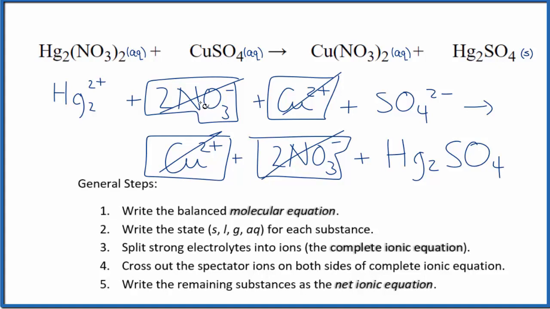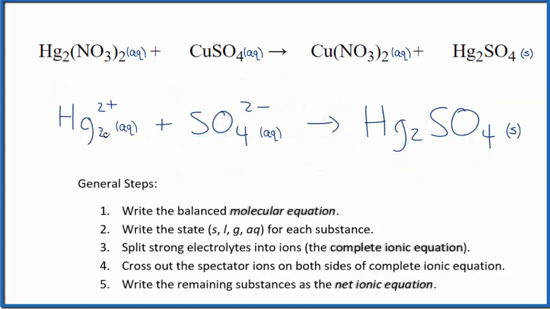I'll clean this up and write the states. We'll have our net ionic equation. So this is the balanced net ionic equation for this mercury(I) nitrate and copper(II) sulfate. You'll note charge is balanced. We have a 2+ and a 2-. That adds up, gives us a net charge of 0. Over here, this is neutral, net charge of 0. If you count the atoms up, they're balanced as well.